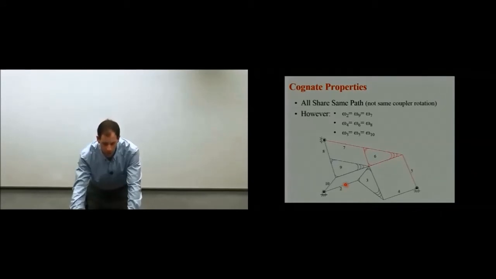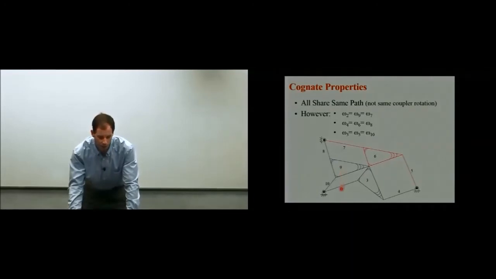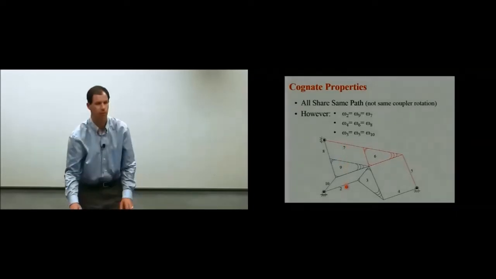So what do I mean by that? Well, notice that link 2 right here, what used to be my input link, because I've got a parallelogram construction, link 9 right here will share the same rotation. So omega 2 is equal to omega 9. And then again, due to the parallelogram construction, I can jump across here and say omega 7 is also equal to omega 9, which is equal to omega 2.